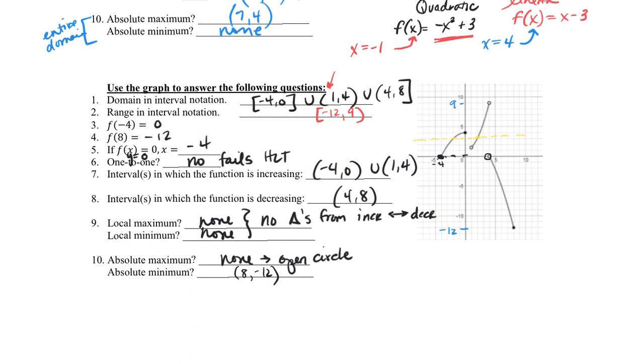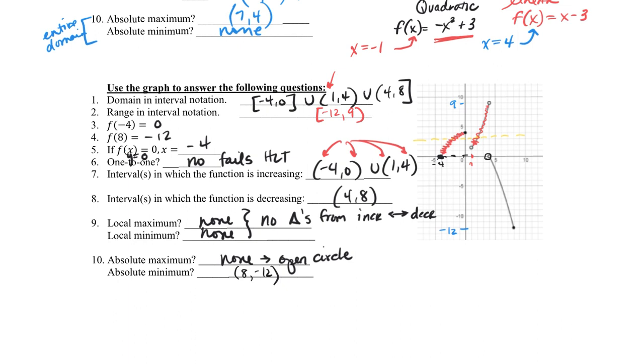And then number 7, intervals where it's increasing. So this graph is increasing here from -4 to 0, and then increasing again. This is when x is 1, from 1 to 4. Again, make sure that you have parentheses around your answer here, because increasing, decreasing are always parentheses.